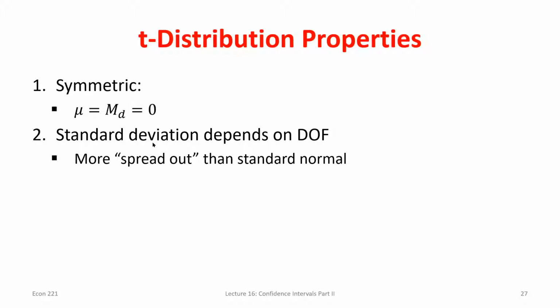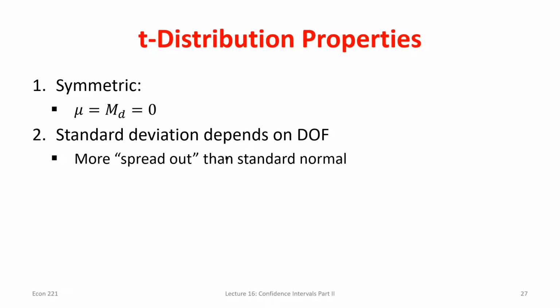So some of the properties we already talked about, right? I said it has a mean of 0, but it's also symmetric. It's normally distributed, so it's still symmetric around that mean of 0, very similar to the standard normal distribution. It's just more spread out. The variance and standard deviation are greater than 1.